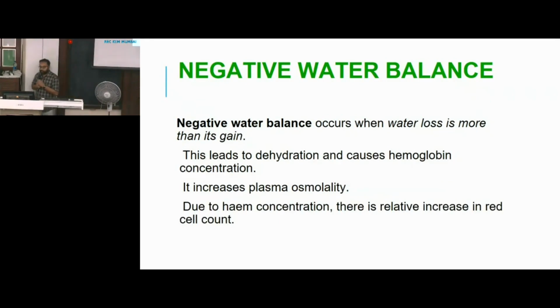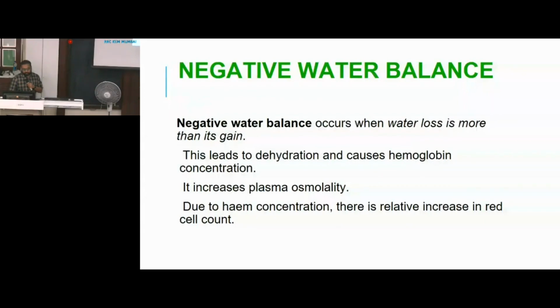When the water loss is more than its gain, it leads to dehydration. So if there is hemodilution in case of positive water balance, the hemoglobin concentration will be less, or there will be hemoconcentration in case of negative water balance. Simple.